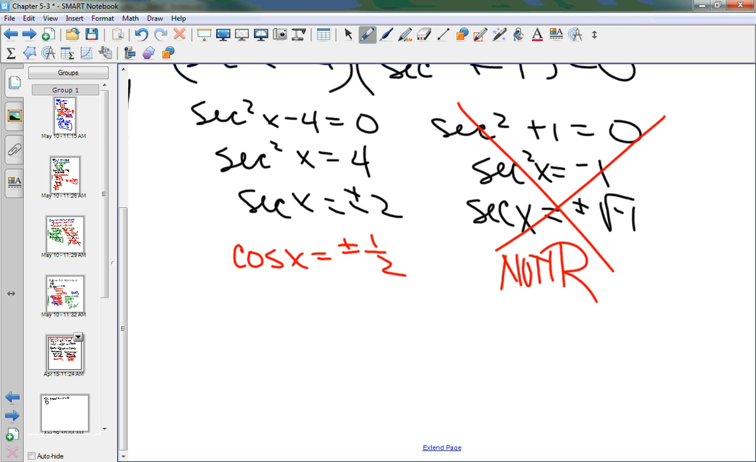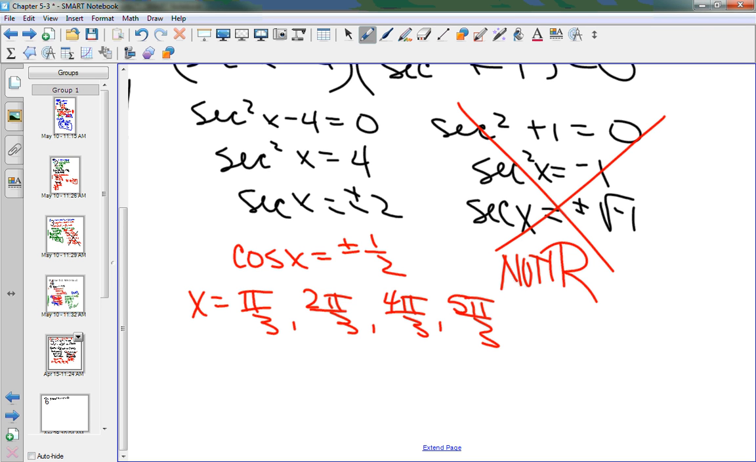Do we understand that? If secant of x is equal to plus or minus 2, then that means cosine of x is equal to plus or minus 1/2. Can we get that, yes or no? So what are all the angles that have plus or minus 1/2? Well, we already know it can be pi over 3, 2 pi over 3, 4 pi over 3, and 5 pi over 3. Those are all your angles.